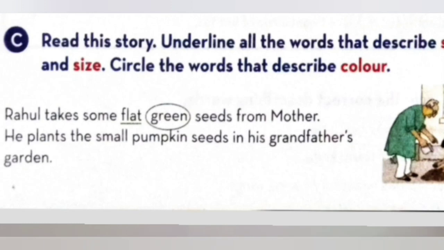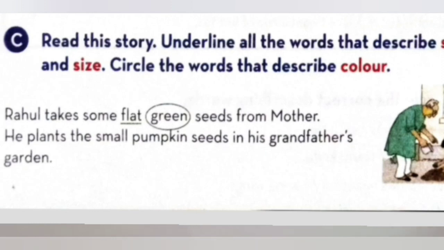So its examples given. Rahul takes some flat green seeds from mother. Flat, okay. Why it's underlined? So it's already given in the question. Words that denote shape and size should be underlined. Green is the color, so it's circled. Okay.